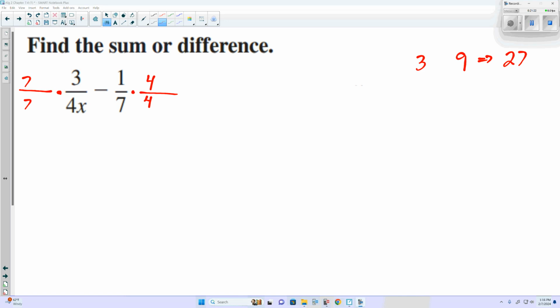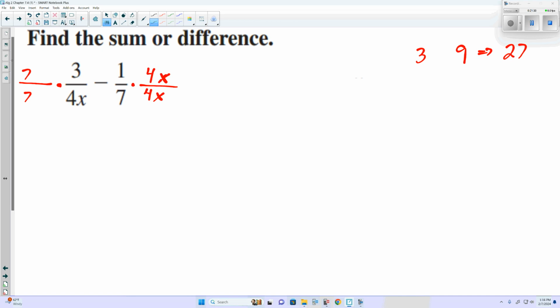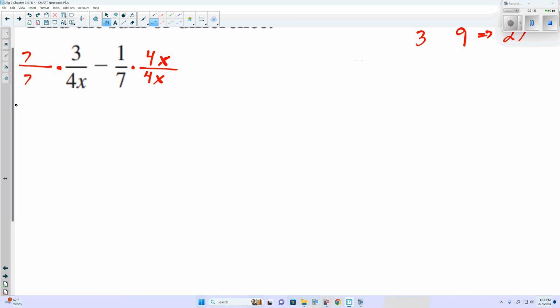Right, so what we're missing is an x. And we put it with 4x. Because on the left we have 4 and we have the x. So on the right side we do need the 7 and 4 the same, and we also need that x. Now we can do our multiplication. 7 times 4x is our numerator. 7 times 3 is 21. 1 times 4x.